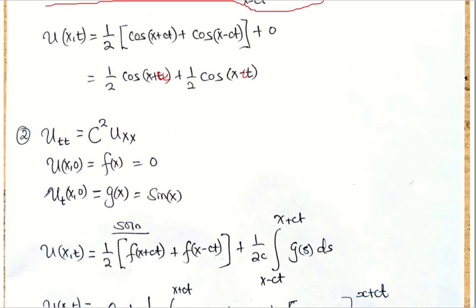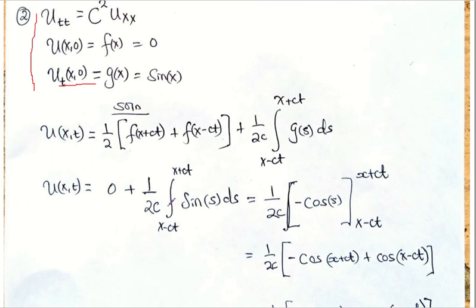Now let's look at another example. Now let's use the D'Alembert's formula to solve this example. u_tt equals c squared u_xx with the initial position to be 0, so u(x,0) is equal to 0, and the initial velocity u_t(x,0) is equal to sin x.